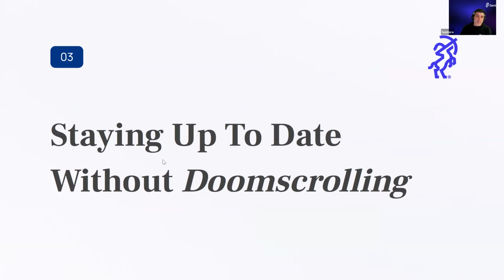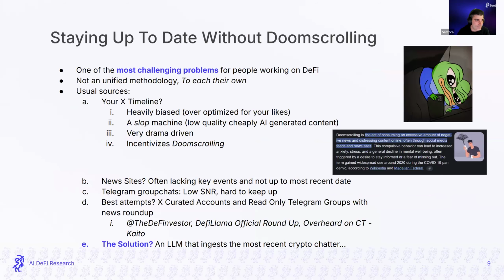So one of the main problems in crypto is how to stay up to date, right? It's super challenging, and there is not a way that everyone does it. It's basically to each their own, and people try to keep up as much as possible. Usually the main source tends to be your X timeline, which is not optimal, right? We know that it is usually very biased. At the end, it's very optimized for your likes.